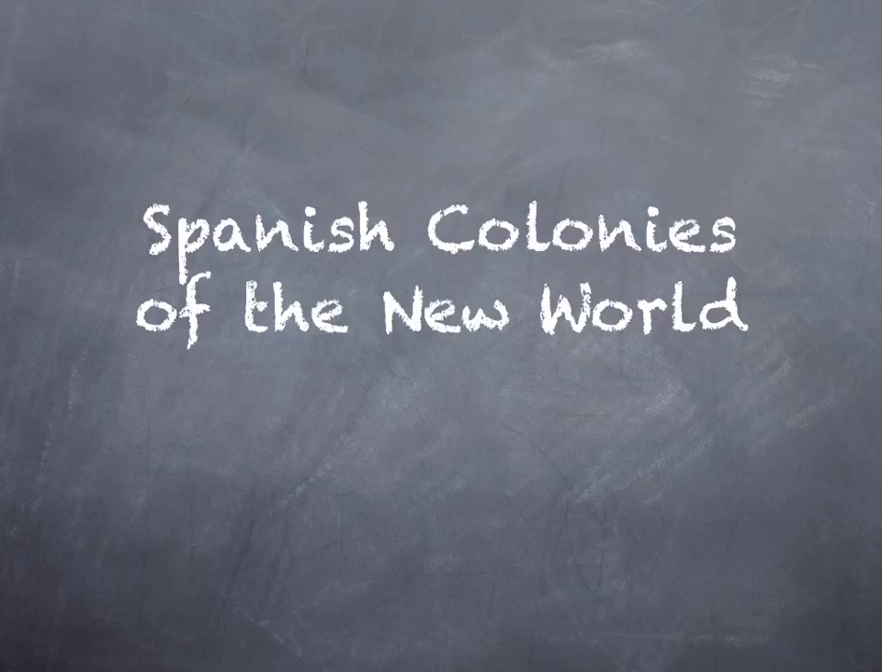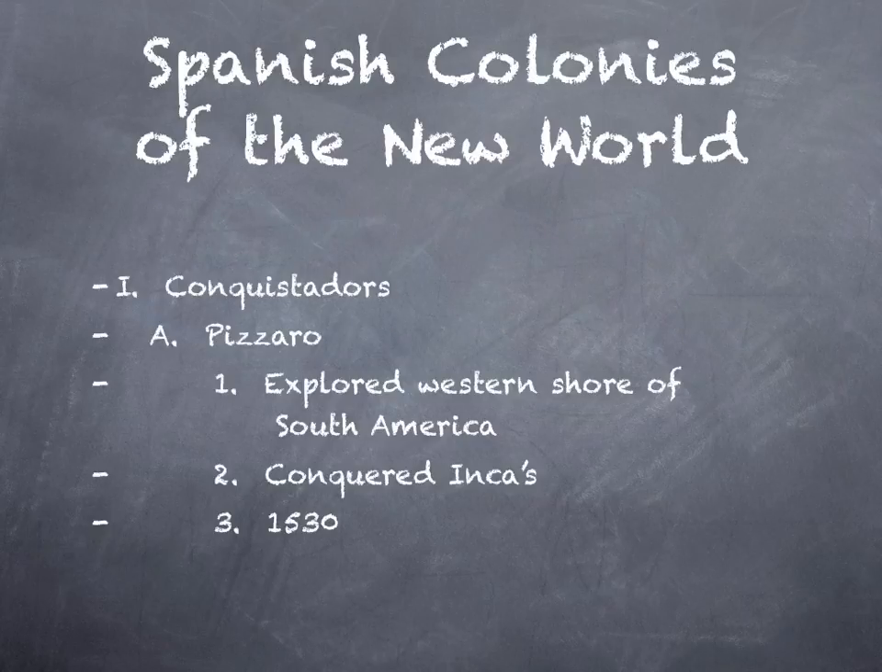Okay, we want to go ahead and talk today just a little bit about the Spanish colonies of the New World and how they developed. The first step in their development was the arrival of the Spanish conquistadors, or conquerors. There are several notable conquistadors that we're going to mention today. The first is a gentleman by the name of Francisco Pizarro.